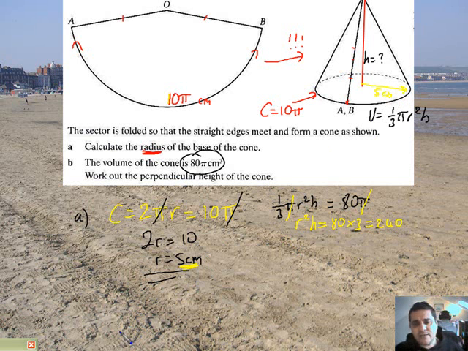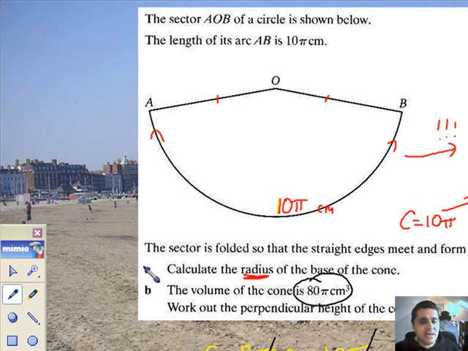Now I'm just trying to say that they didn't have to do part A for us. They could have said, here's a sector, here's your 10 pi, work out the volume, work out the perpendicular height of the cone if its volume is 80 pi. They could have said that and just left it as a 6-mark question. As it stands, it's a 3 and 3 mark question, 6 marks in total by separating them off.